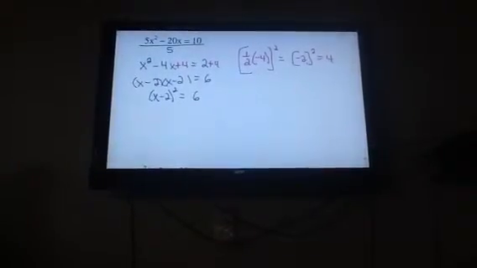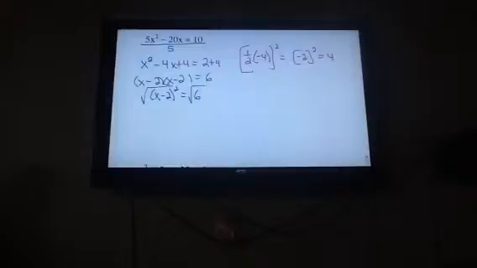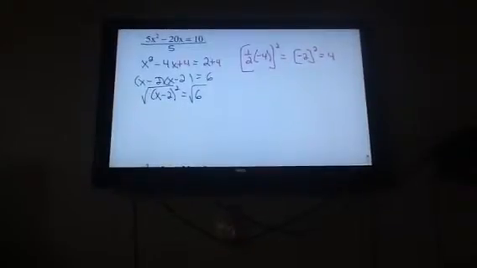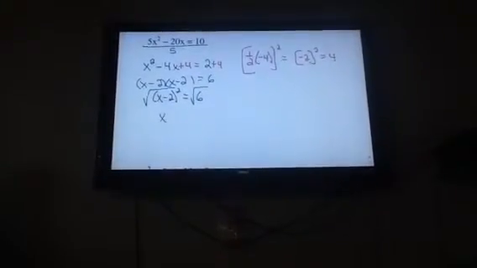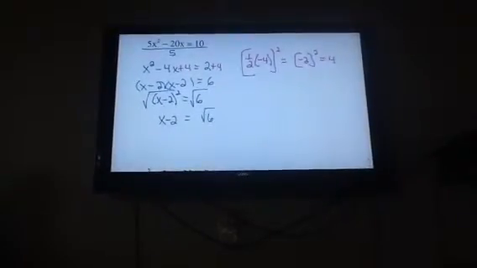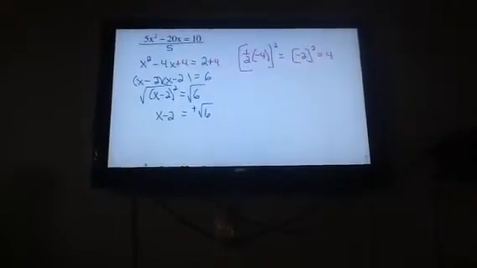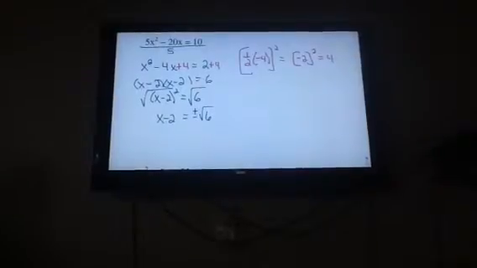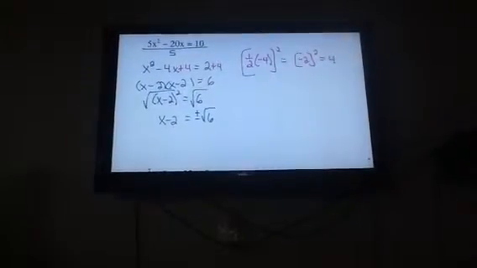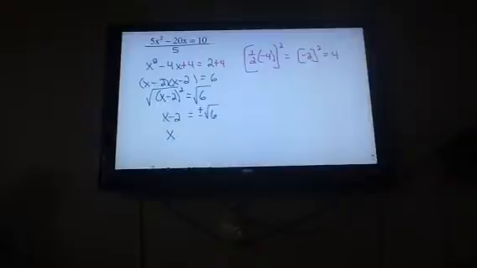Square root both sides. The square root of x minus 2 squared is x minus 2. The square root of 6 we don't know. Plus minus though. And then move your 2 over. Add 2, put that in front of the plus minus.